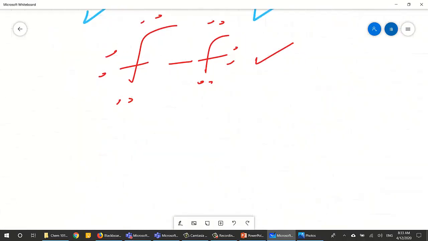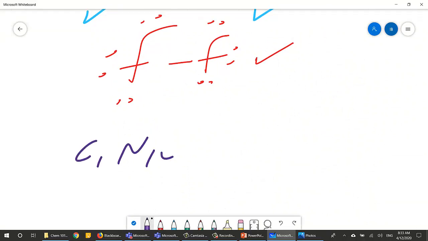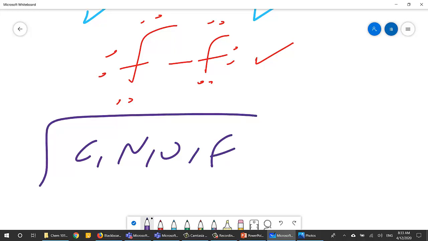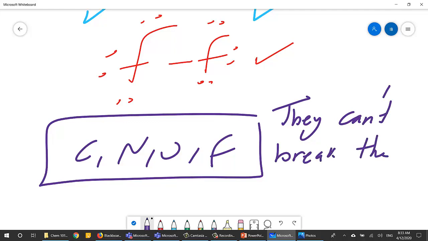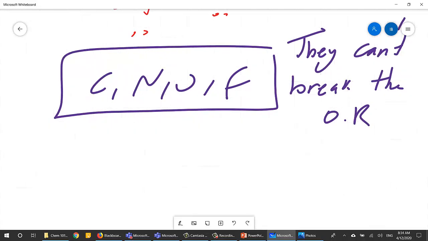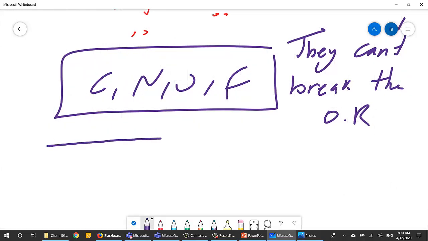Now there is an important rule in this chapter that says CNOF. I'm going to keep repeating this over and over. These elements cannot break the octet rule. And this is something really important to remember. It's impossible for CNOF to break the octet rule. It's just difficult for them. We're going to explain this later, why, but let's just remember that.